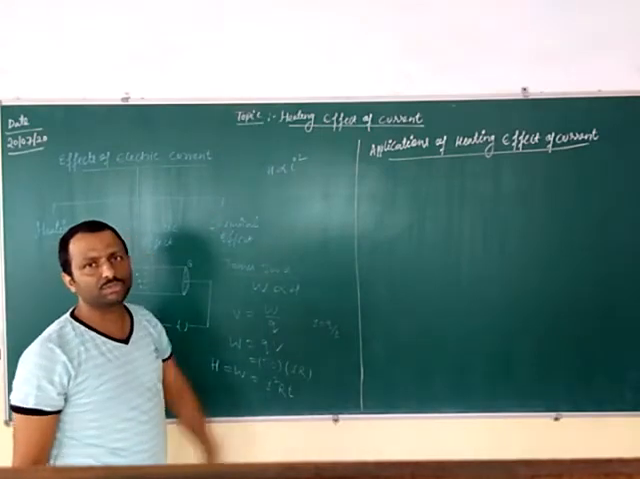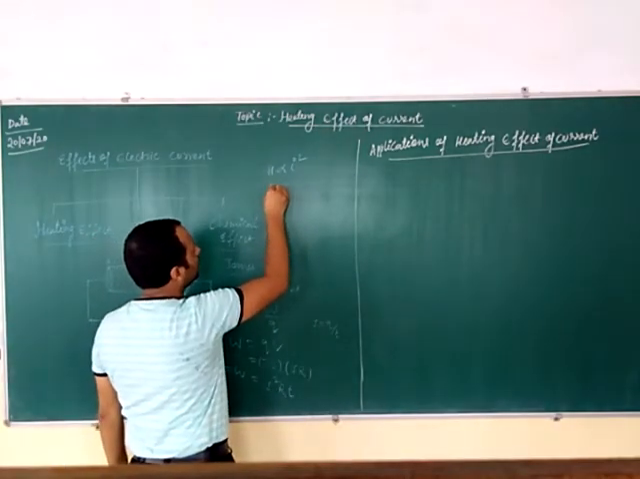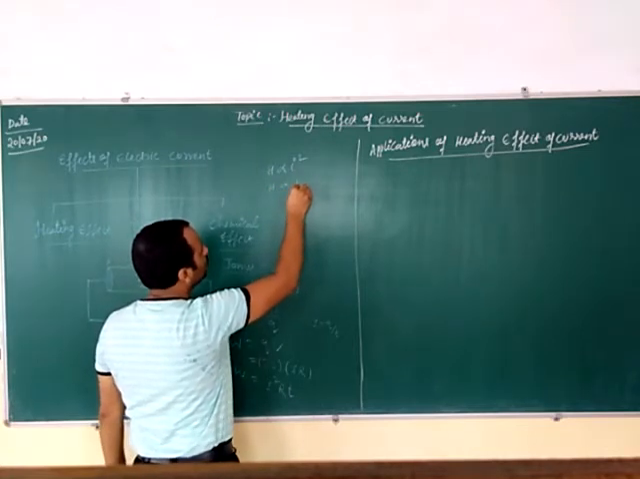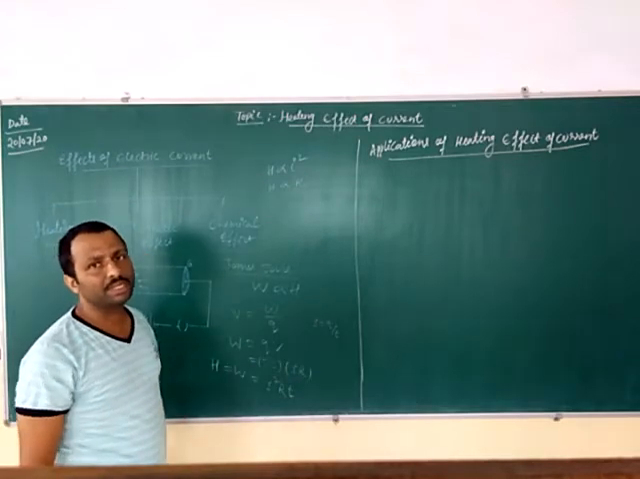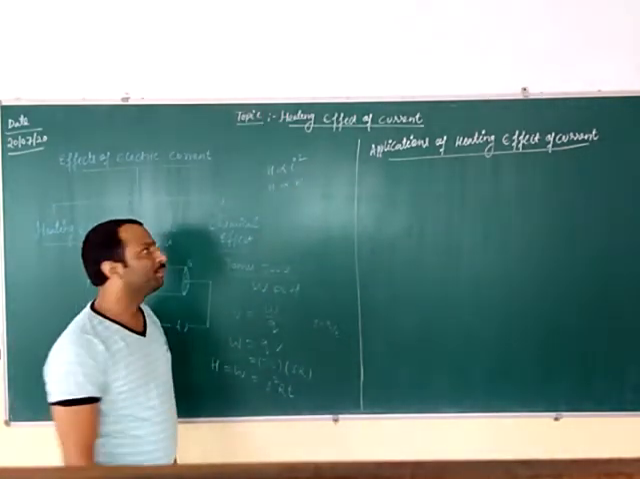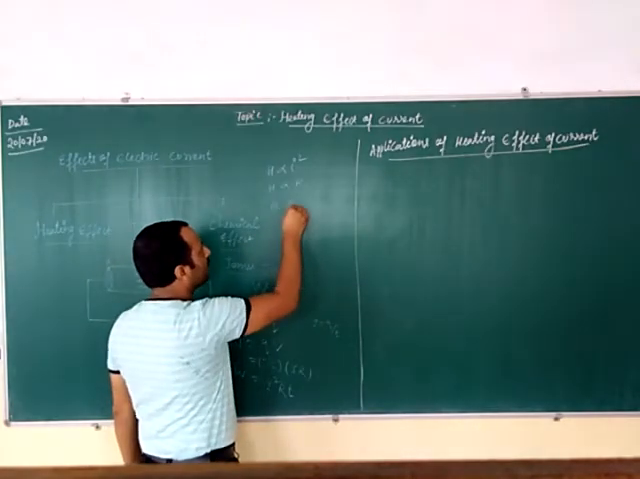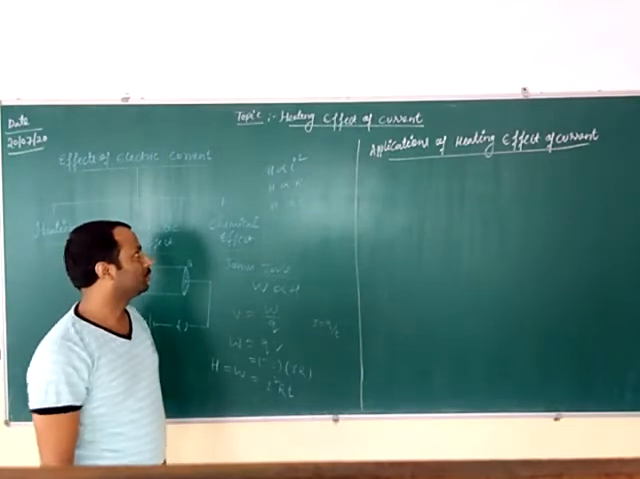The heating effect is also reduced to 1 by 4. Second, heating effect is directly proportional to the resistance. More is the resistance of the wire, more is the heating produced, and less is the resistance, less is the heating produced.